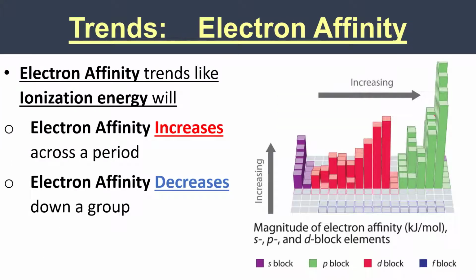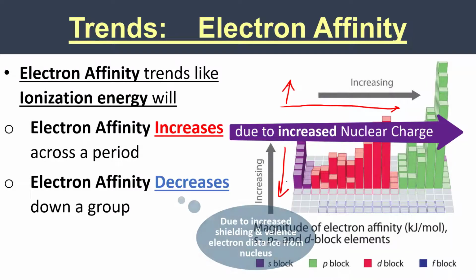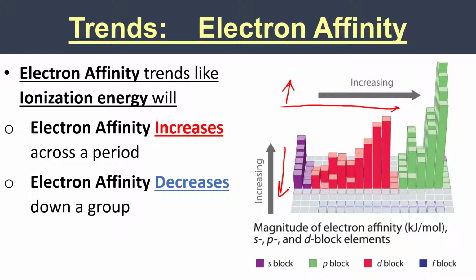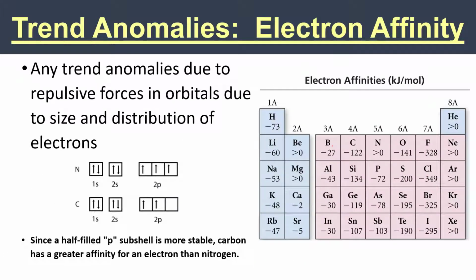So that brings us to our trend. Make sure you get this down, that as you proceed left to right across the periodic table, your electron affinity is going to get higher. And as you go down a group, your electron affinity is going to decrease. So make sure you have that. If you do look closer at the periodic table trend of electron affinity, you're going to notice some trend anomalies. Now, why that happens is really due to the structure and the placement of those electrons. Any trend anomalies are due to repulsive forces in orbitals due to size of an atom and distribution of electrons.